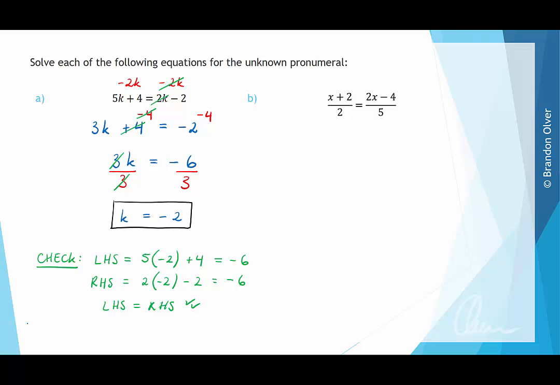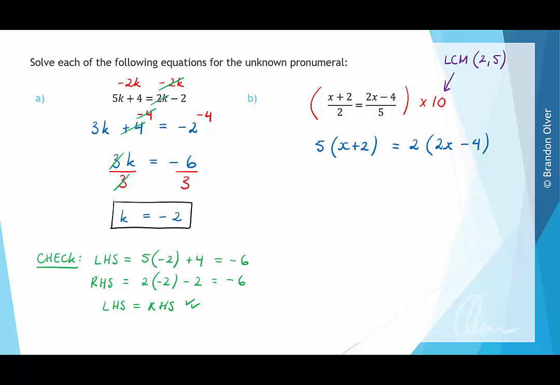For part B, we have (x + 2) all divided by 2 is equal to (2x - 4) all divided by 5. So to solve this, we're going to start by multiplying everything by 10. And that 10 there is the lowest common multiple of 2 and 5. So that just allows us to get rid of our denominators. So what's going to happen here is we have 10 and then it's divided by 2. So all we're left with is 5 times (x + 2) is equal to, and we would have 10 divided by 5 is 2, times (2x - 4).